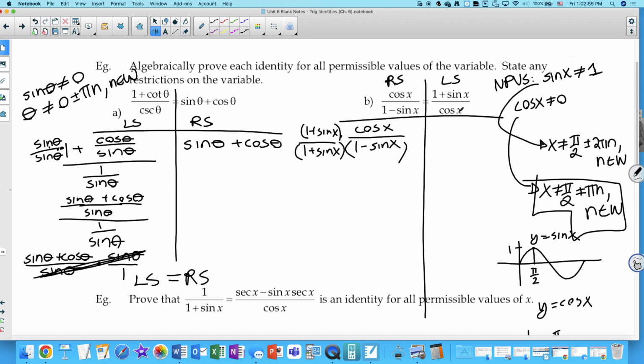Okay? If you had distributed the cosine x in, that's okay. You can just factor it back out at the end if you need to. But if you can look at the other side every once in a while and ask, am I seeing something that looks like the other side? Okay, let's just keep that where it is. Sometimes that can help. So I'm just going to leave the numerator as 1 plus sine x times cos x. Now in the denominator, when I multiply this out, I get a difference of squares, 1 minus sine squared x.